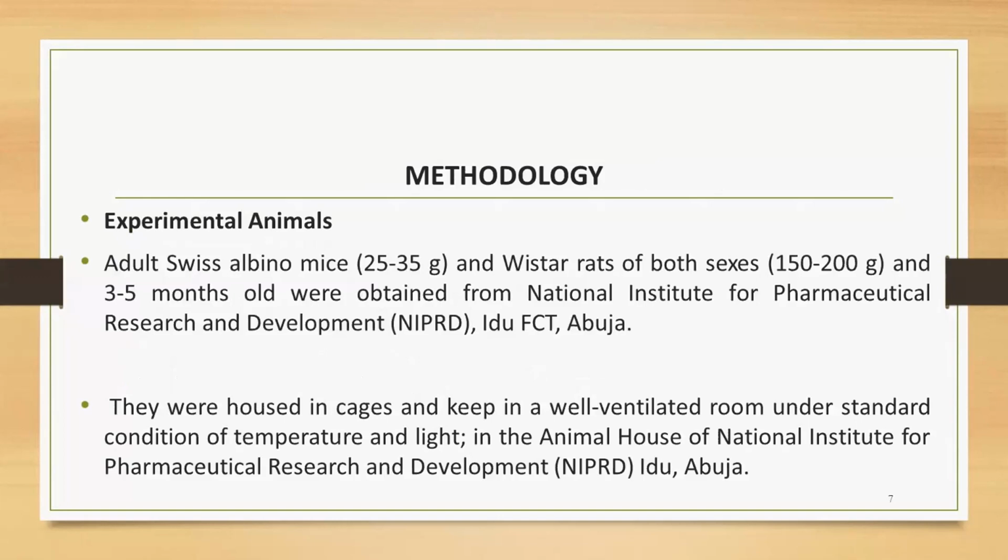Methodology. Experimental animals were used, as I said earlier on. We used adult albino Swiss mice and also Wistar rats of both sexes, ranging from 150 to 200 grams and aged between 3 to 5 months old, obtained from the National Institute for Pharmaceutical Research and Development, IDU, FCT Abuja. They were housed in cages and kept in well-ventilated rooms under standard conditions of temperature and light in the animal house of the Institute in Abuja.